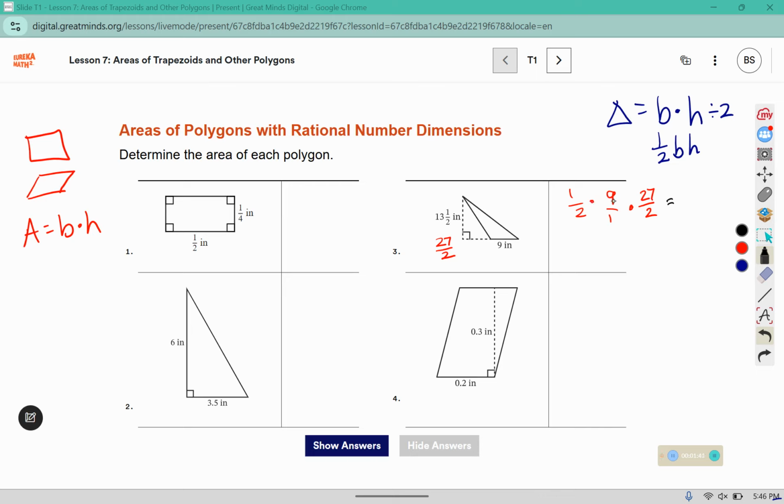1 times 9 is 9, and then 9 times 27 for the numerator, which is 243. Then 2 times 1 is 2, and 2 times 2 is 4. You can leave that as an improper fraction, or if you wanted to convert it into a decimal by dividing 243 by 4, that would give you an area of 60.75. Please complete problems 1, 2, and 4 on your own.